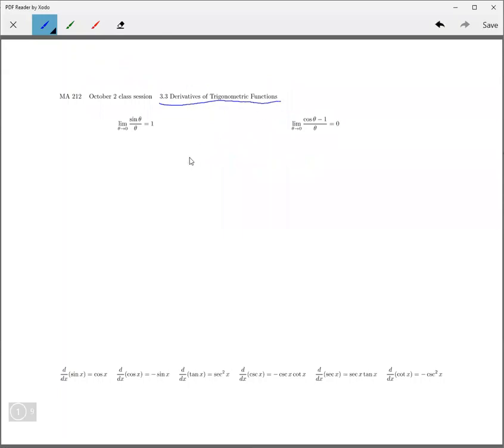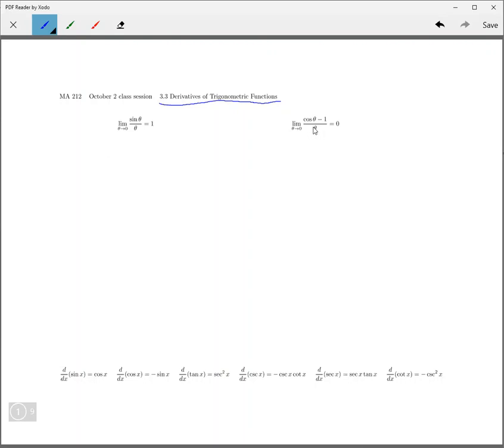Derivatives of trigonometric functions. The two main ones are sine and cosine, because with trigonometric functions, you can convert any trigonometric combination into sine and cosine, okay? But we do have all of the derivatives right here, all the rules for the 6 basic trigonometric functions. But then there are also these two things right here that they use to show how to take the derivative of the sine and the cosine.